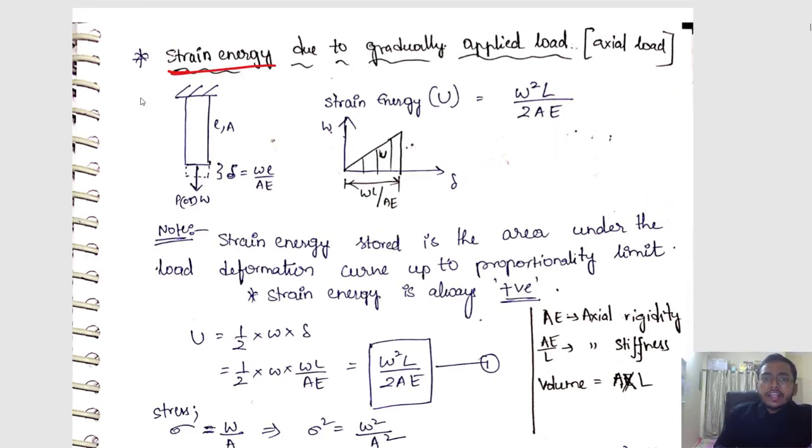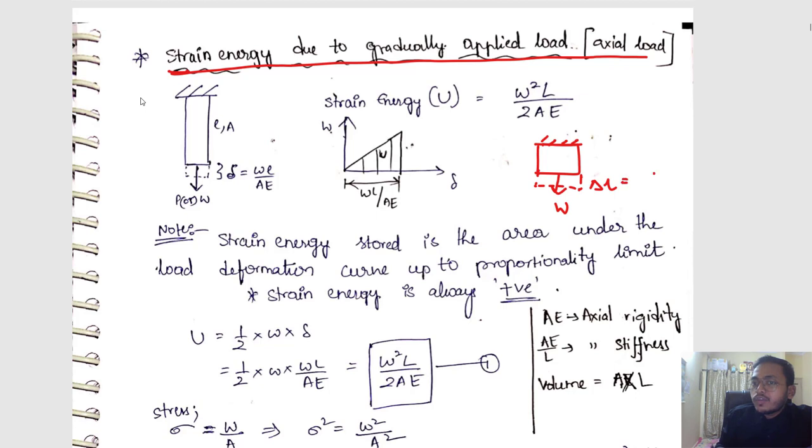Now let us try to calculate the strain energy due to gradually applied load. In case 2 we will see sudden load, and in case 3 we will see impact load. At least I hope you know this from the SOM concept. If there is a load W acting on a body, what will happen to this body? This body will try to elongate. Agree? And what will be this elongation?